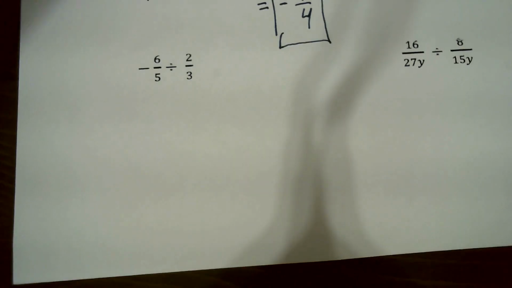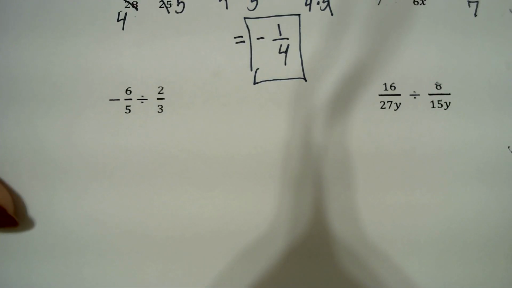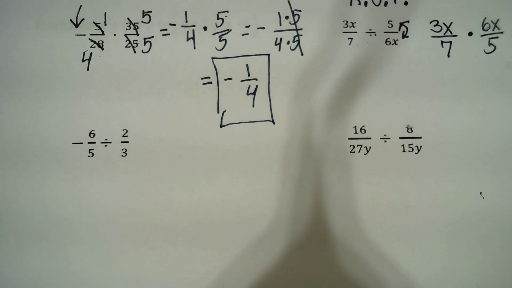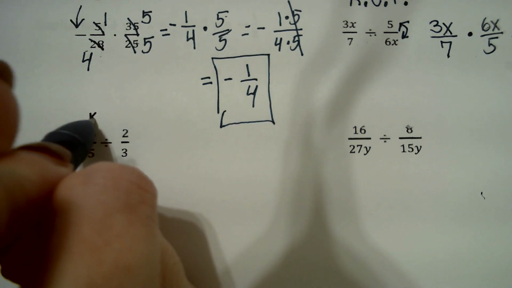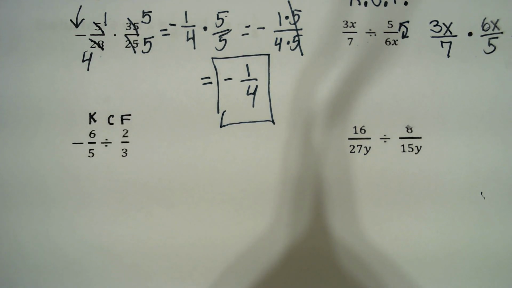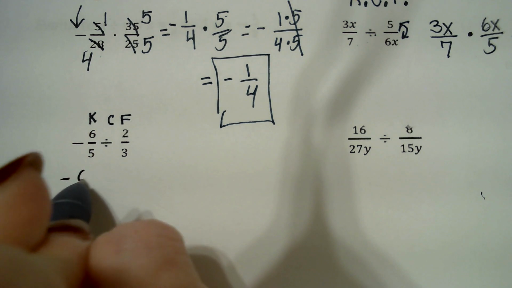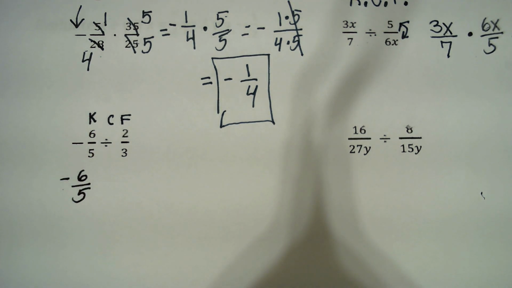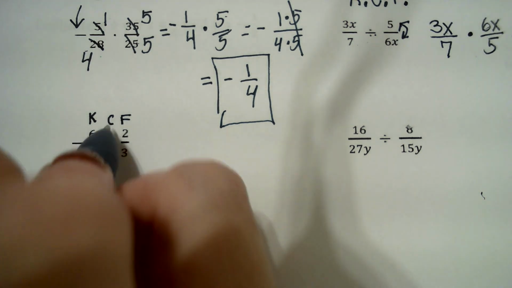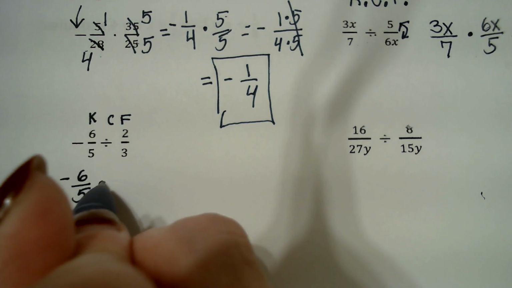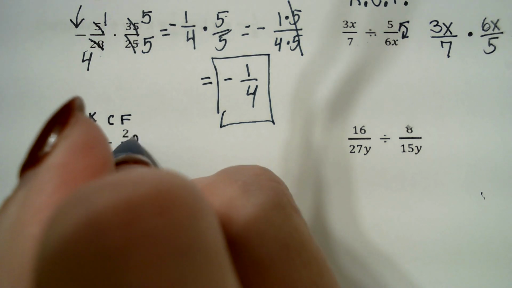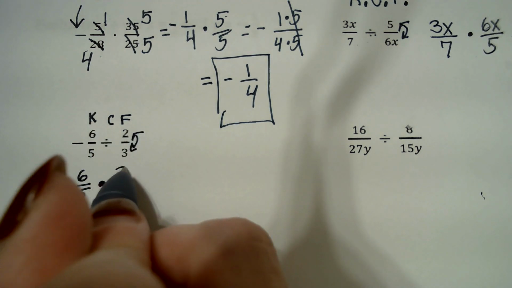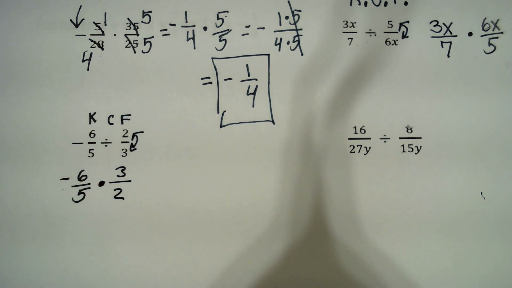Now let's look at our next problem, another division problem. This time we have negative 6 over 5 divided by 2 over 3. So we're going to use our KCF, our keep, change, flip method again. So we're going to keep negative 6 over 5. I notice it's a negative divided by a positive, so I have to remember that my answer should be negative. I'm going to change divide to multiply, and I'm going to flip 2 over 3 to 3 over 2.